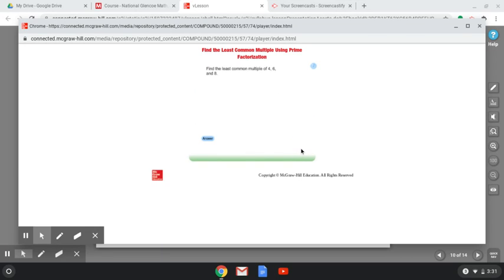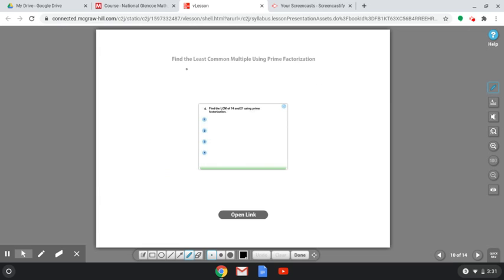All right. So I'm going to show you another quick example. It says, find the least common multiple of 4, 6, and 8. Now, you could use the prime factorization, but what I would likely do for this one is I would just list the multiples because those are just small numbers. So let's list the multiples of 4.